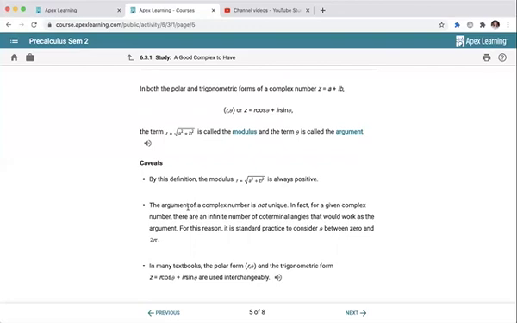The argument of a complex number is not unique. In fact, for a given complex number, there are an infinite number of coterminal angles that would work for the argument. That's the same thing we talked about with the unit circle. I can go round and round as many times as I want, and it's going to give me a lot of coterminal angles. So in standard practice, we're going to stay between 0 and 2 pi, within that one unit circle.